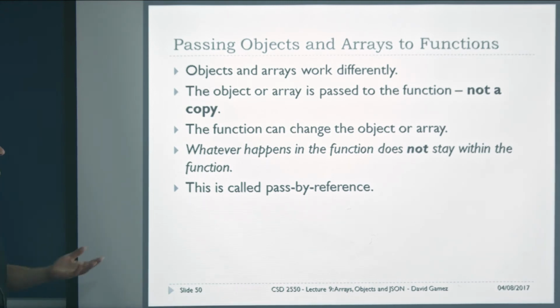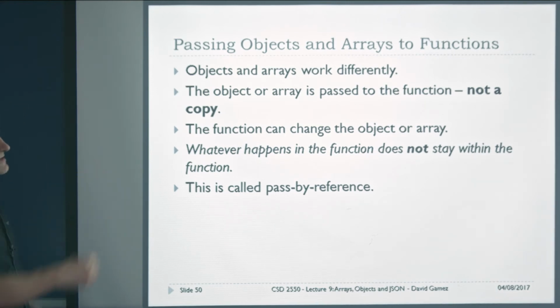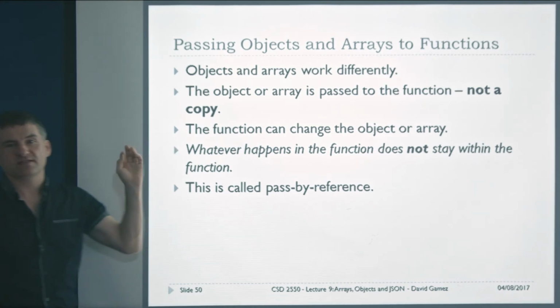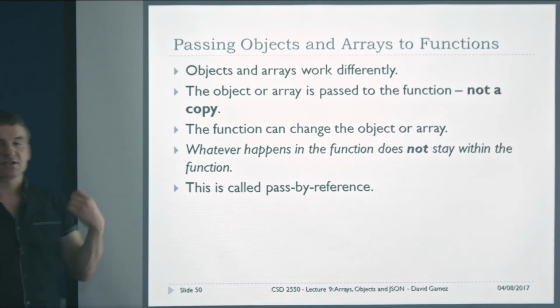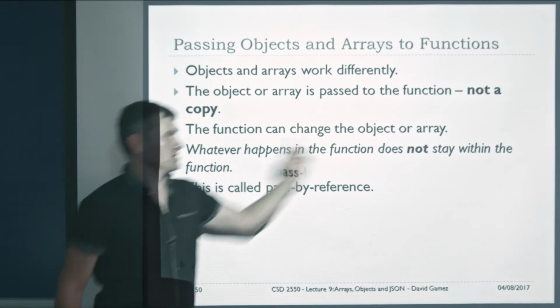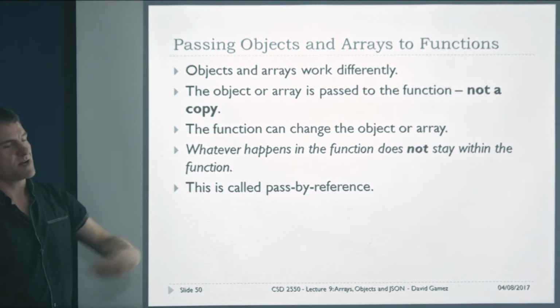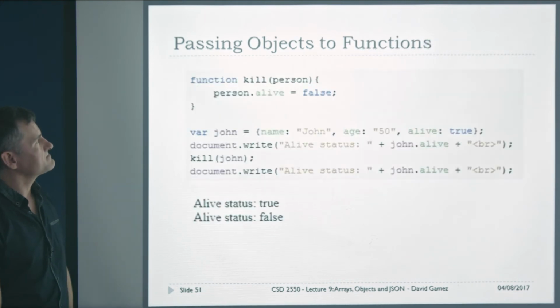Objects and arrays work differently, and that's what you want them to do. In this case, the object or array is passed into the function. It's not a copy in the case of an object or an array. So the function can change an object or an array. So whatever happens in the function does not stay in the function, okay? And this is called passed by reference. I think the other one's passed by value, and this is passed by reference.